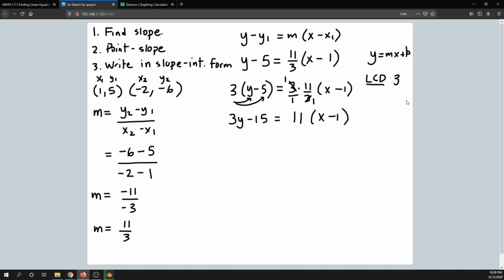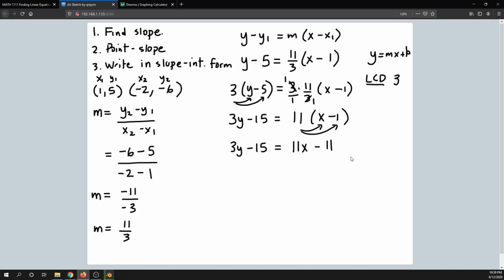And so you can see multiplying through by the LCD did what it was supposed to do. That is, clear the fractions from that equation. And so now I can just solve like I would any other linear equation. I do want to simplify this side a little bit more. The left side is as simple as I can get it. Over on the right-hand side, 11 times x is 11x, and 11 times negative 1 will be negative 11. And so now both sides are as simple as I can get them.